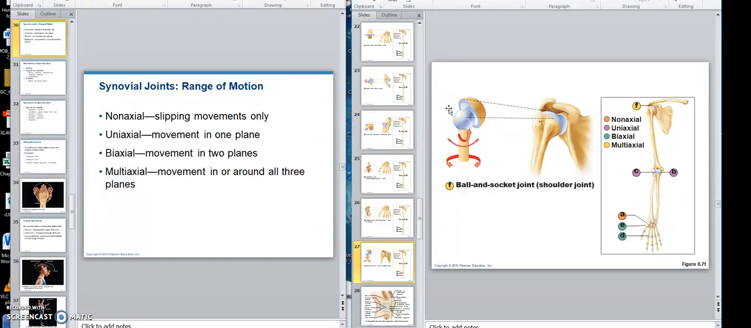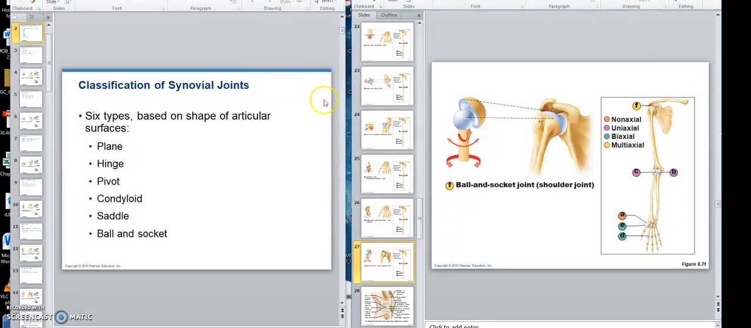But the only one that gives you all that mobility is what? That ball and socket, which would be here and also at your hip. See, at your shoulder and your hip. Okay, so let's go further. So then we talked about this.